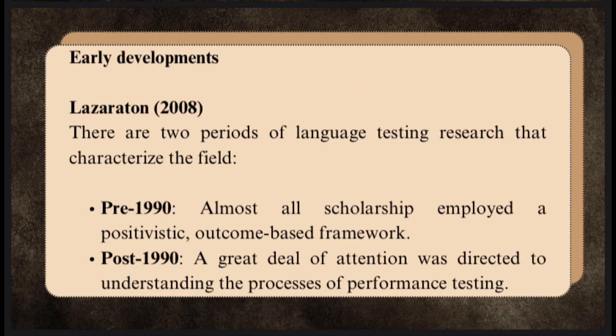Before 1990, language testing research mainly focused on measuring outcomes using objective and quantitative methods. And then after 1990, the emphasis shifted to understanding the processes behind performance, examining how test takers actually use language during tests. For example, early studies looked only at test scores, while later research also explored the thought processes and strategies students use during a speaking test.